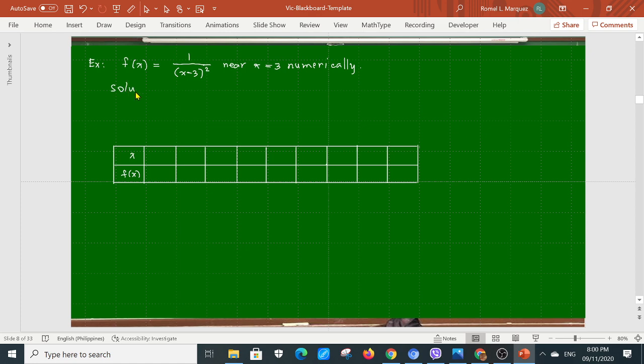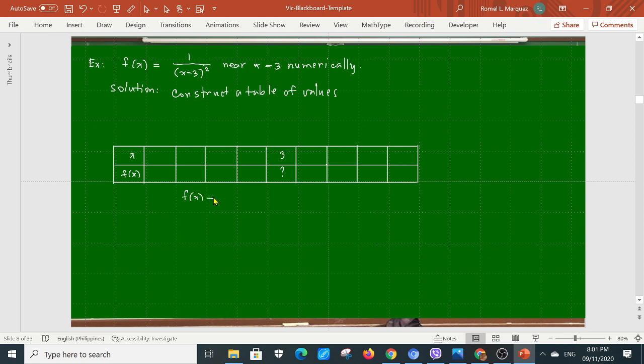So, solution. First thing that you have to do, construct a table of values as follows. We want x approaching 3, so this is the middle. I want it to be going to 3. So this is my x. But of course, the function value is undefined there, no? So what is the behavior? I know that there is no exact value, but what about the behavior?